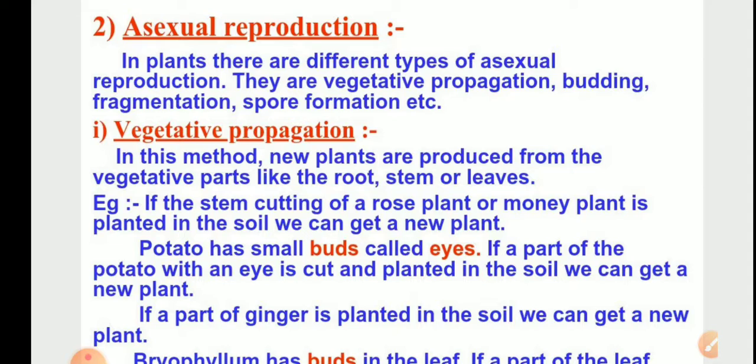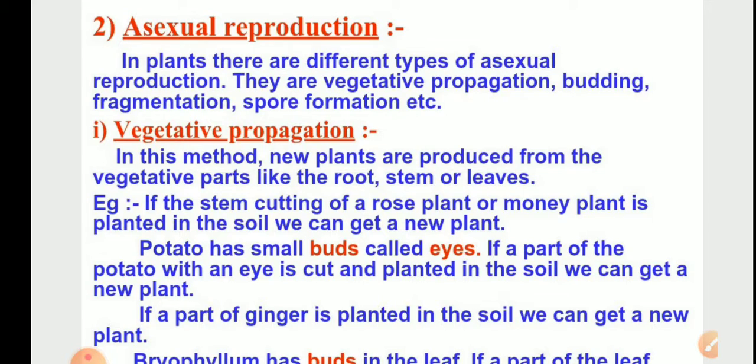Today we will continue our chapter, reproduction in plants. Yesterday I taught you what reproduction is and what the modes of reproduction in plants are, that is sexual and asexual reproduction. Today we learn about asexual reproduction.